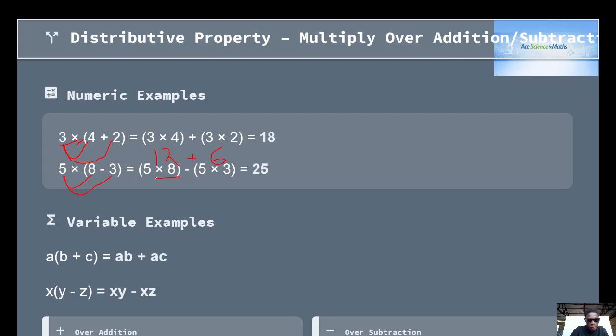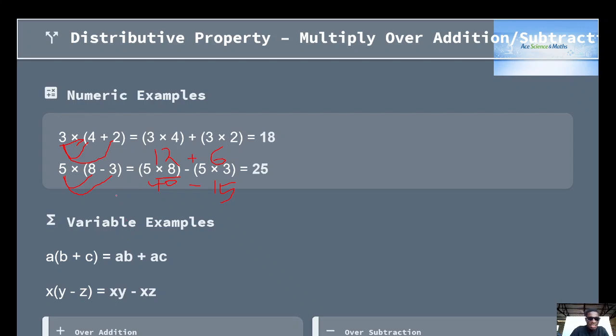So 5 times 8 is 40. So you write your 40, and then we have 5 times 3, which gives us what? 15. So when you subtract 15 from 40, we get 25. So this is what we call distributive property, and it happens in using variables as well.